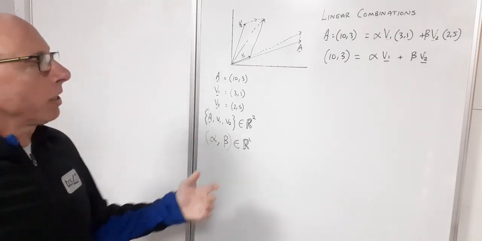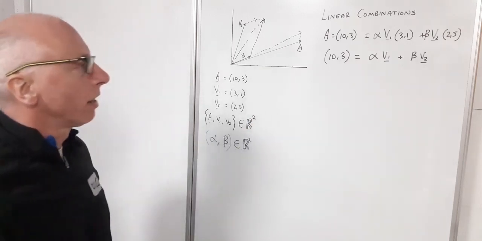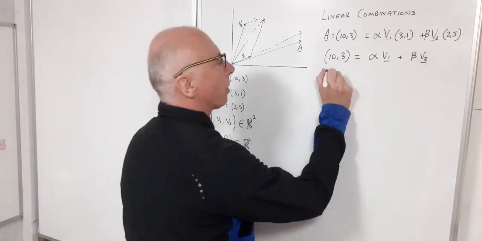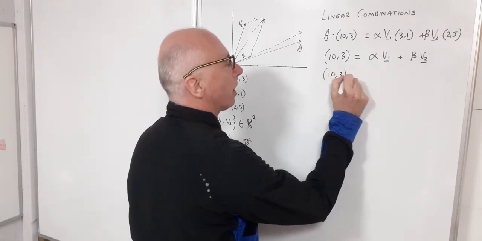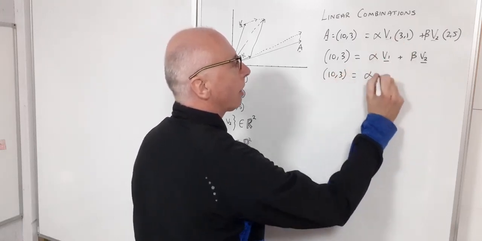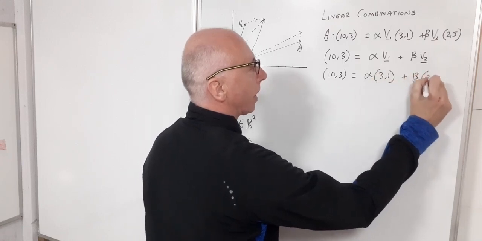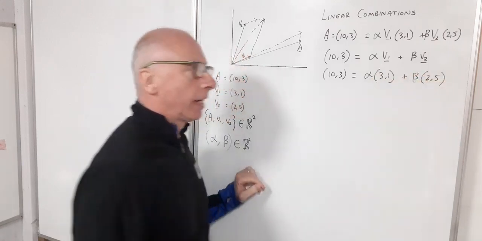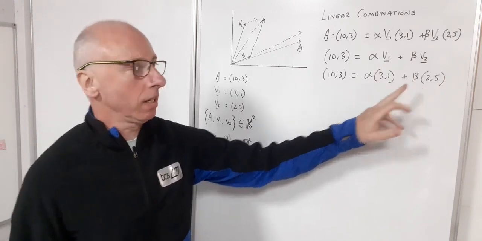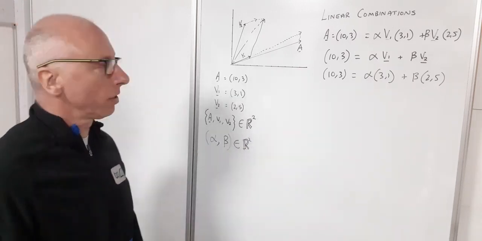Now, what I need to do is work out how to calculate these. So my next line of working, I'm going to put 10, 3 equals alpha times the vector 3, 1 plus beta times the vector 2, 5. And my goal is to find the value of these alpha and beta constants.